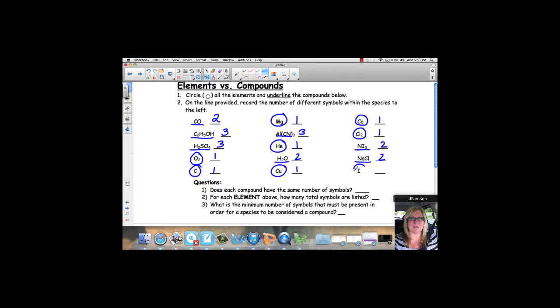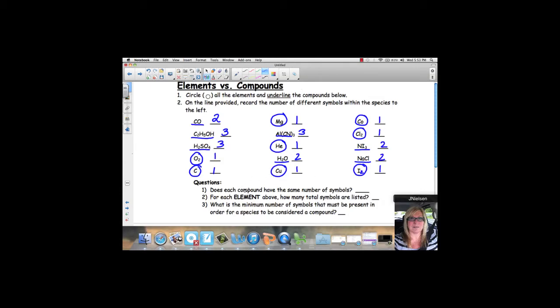And this is just iodine, but it should be I2. So please add that in, because iodine is one of the Brinkelhoff or the 7-Up. It's diatomic, and it has 1 symbol.